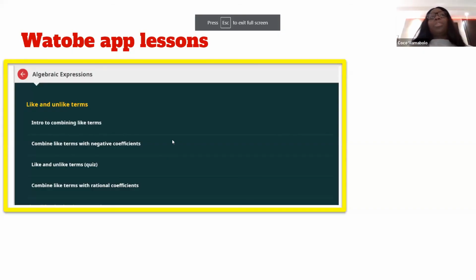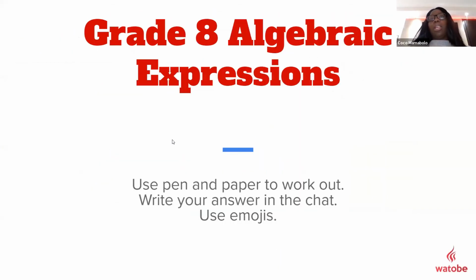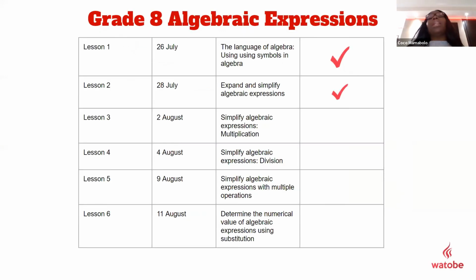Okay. So these are the lessons that we're going to be doing. On Monday, we had our first lesson on the language of algebra. If you were here for that lesson, you'll remember that we gave you a bit of homework to go and do. Today's lesson on the 28th of July is on expand and simplify algebraic expressions, which is what we were doing today. And then next week, Monday, we are going to be looking at simplifying algebraic expressions, focusing on multiplication. Your teacher, again, will be Teacher Dupesh. So next week, Monday, we're going to see you guys.